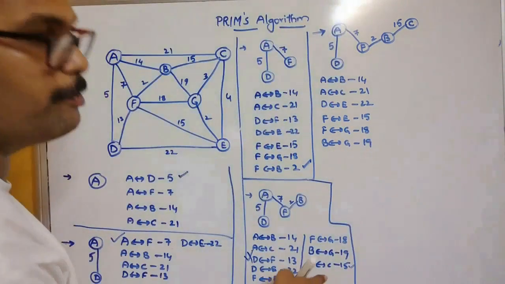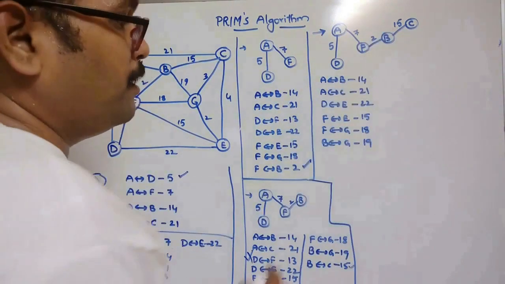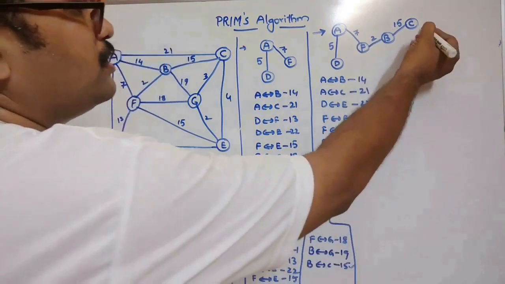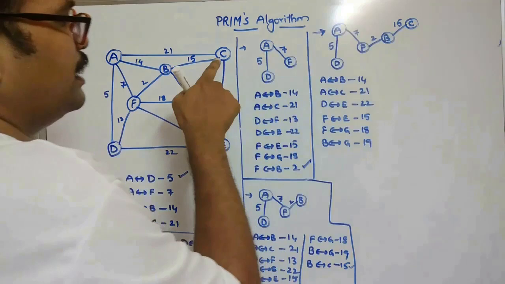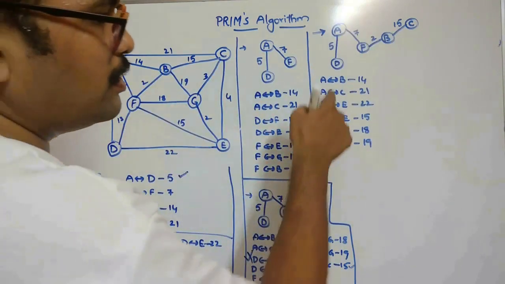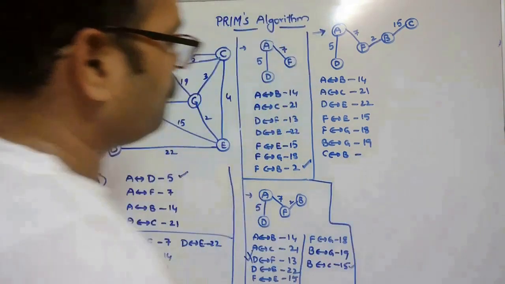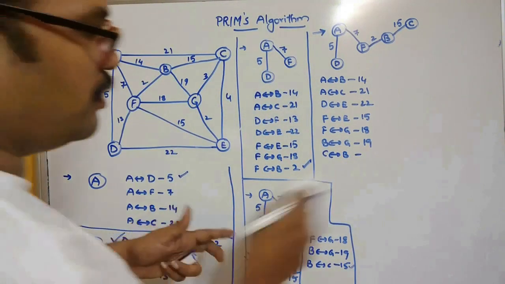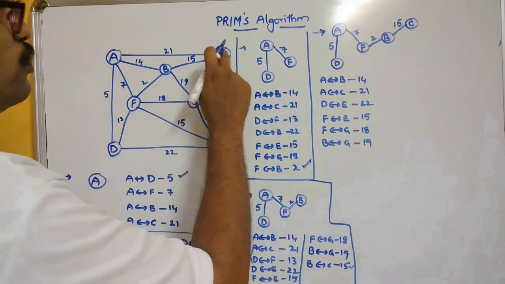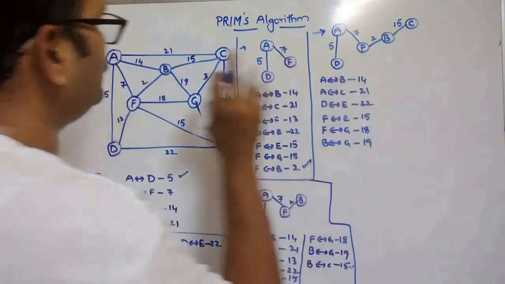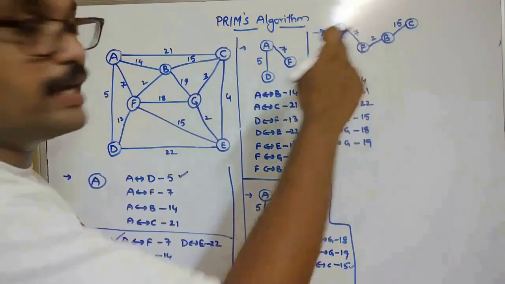Because we should not consider this one, because we have already done the edge from B to C. Now there is a new vertex here included in the tree. Now consider the edges of C. So C to A, there is an edge here already covered. C to B already we have constructed in the tree.